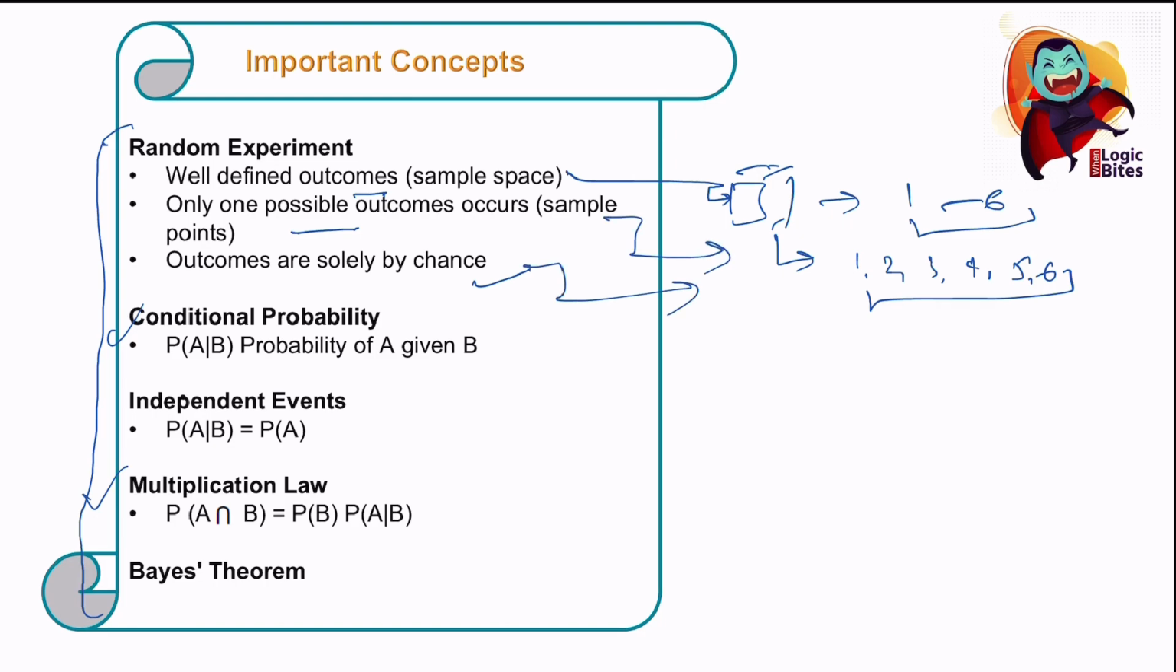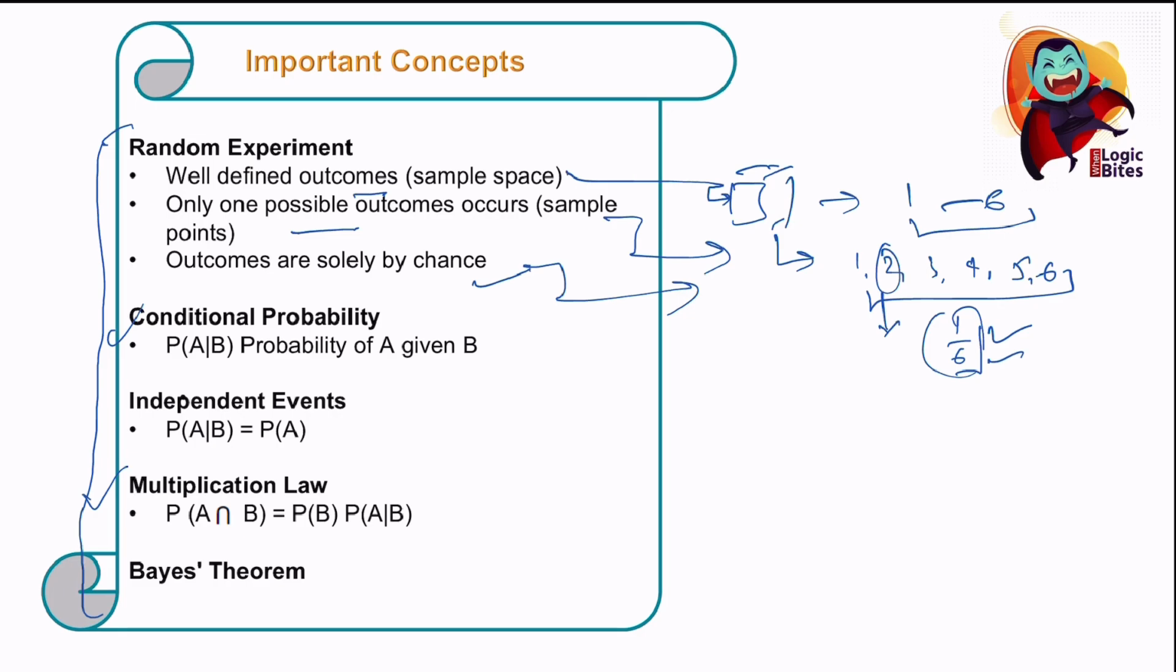So if we want a number, let's say if we want 2 to come, the probability of getting 2 is 1 by 6. So it is always by chance. It is not certain that when we roll a die, 2 will definitely come. No, there is only a possibility that it will come, and the possibility is 1 by 6.